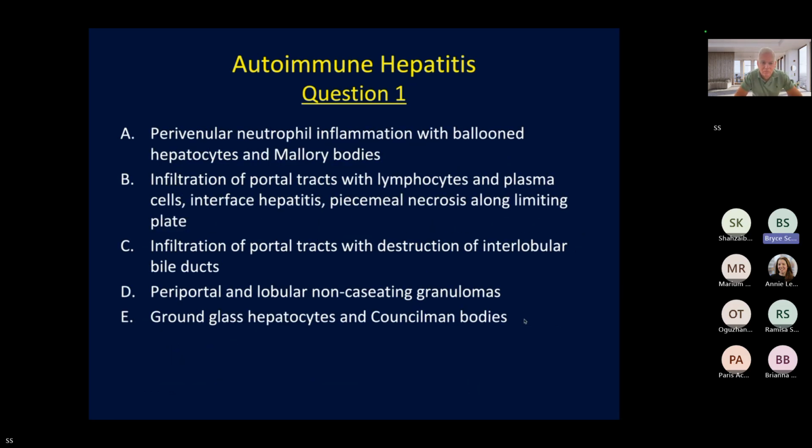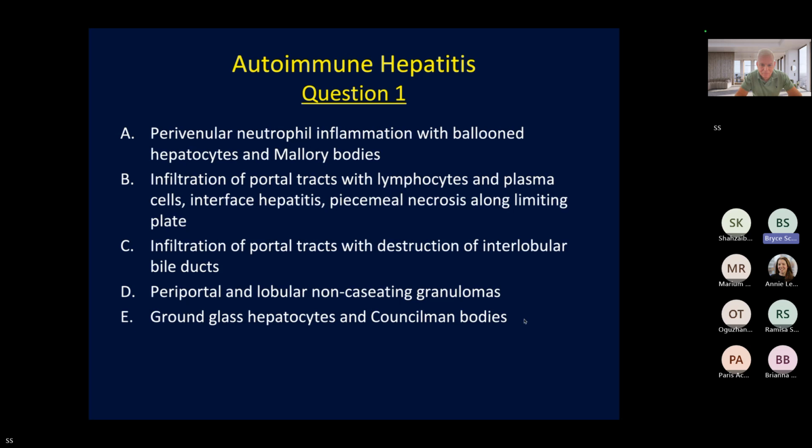A. Perivenular neutrophil inflammation with ballooned hepatocytes and Mallory bodies. B. Infiltration of portal tracts with lymphocytes and plasma cells, interface hepatitis, piecemeal necrosis along the limiting plate. C. Infiltration of portal tracts with destruction of interlobular bile ducts. D. Periportal and lobular non-caseating granulomas. Or E. Ground glass hepatocytes and Councilman bodies.